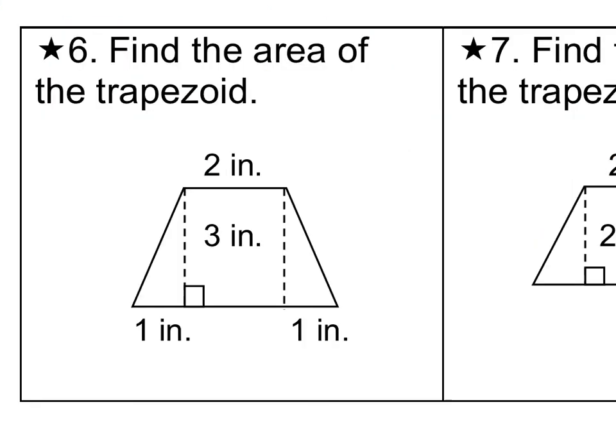Okay, so to find the area of the trapezoid, we can break it into sections. So we have a rectangle that they gave us the heights of. Well, they gave us the height of the trapezoid, but that's going to be the height that we're going to use for the triangles. But now we know that this is a 2x3 rectangle.